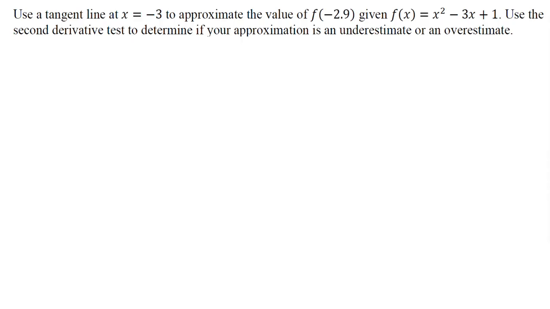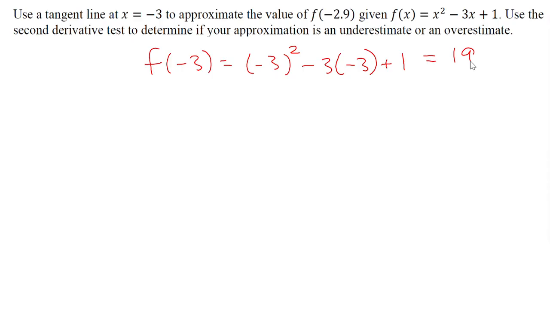All right, for this one, we're back to a tangent line, which means we need to plug in -3 to the function to find the point, and then we need to evaluate the derivative of our function at -3. So first we'll just plug in -3. We'll find f of -3. That'll be -3 squared minus 3 times -3 plus 1. So that comes out to just be 19. We have 9 plus 9 plus 1 is 19.